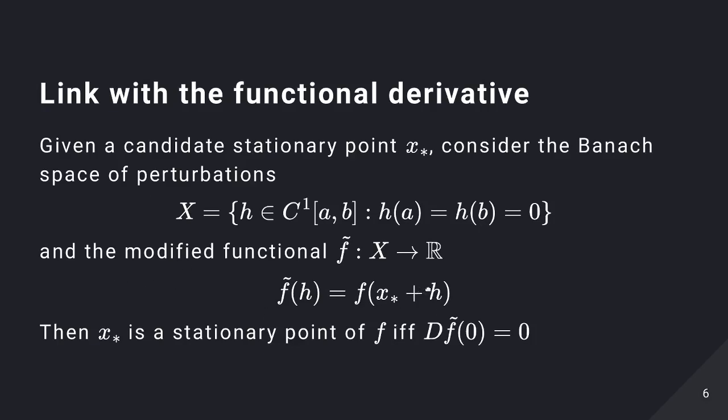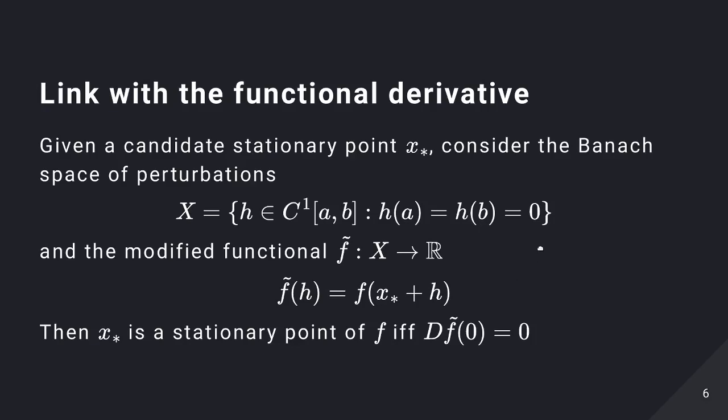And when I say perturbation, we mean that we have this f tilde from our vector space to R, which is just the original functional applied to x star, our candidate solution, plus h. So it's really a perturbation. You can imagine you are trying to find your solution, and x star is your candidate solution, and h is just a perturbation. So you start out maybe from A, and you're able to deviate, but at the end you have to be back at the same endpoint.